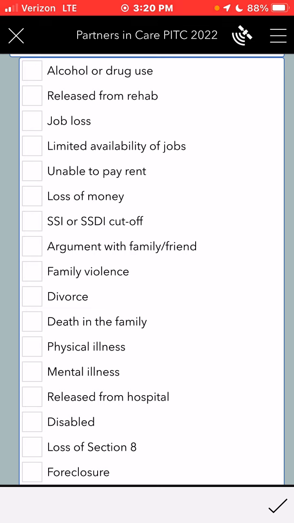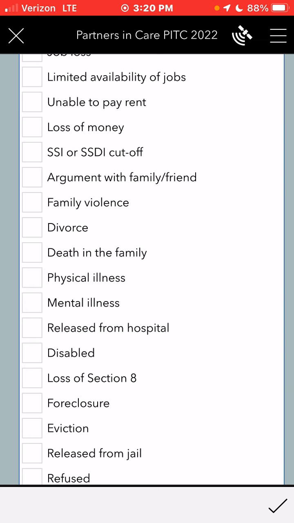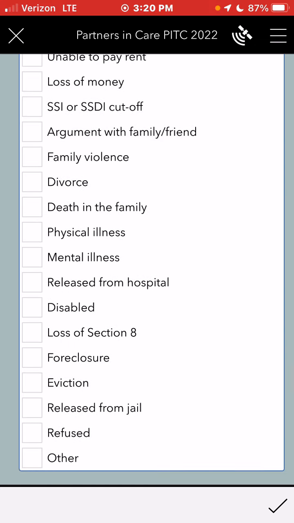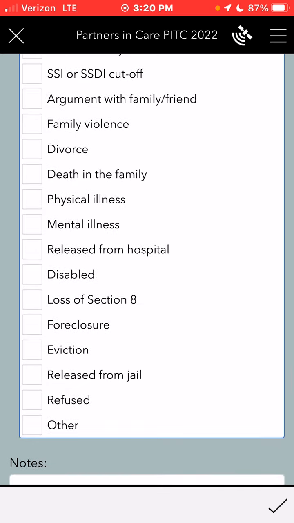Alcohol or drug use, released from rehab, job loss, limited availability of jobs, unable to pay rent, loss of money, SSI or SSDI cutoff, argument with family or friend, family violence, divorce, death in the family, physical illness, mental illness, released from the hospital, disabled, loss of Section 8, foreclosure, eviction, released from jail, or refused or other.